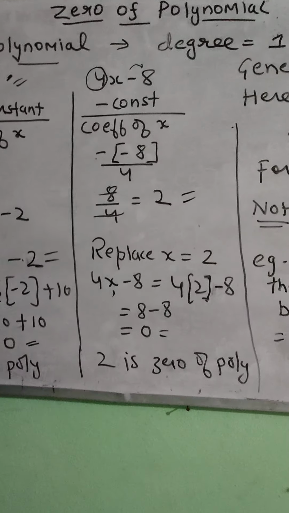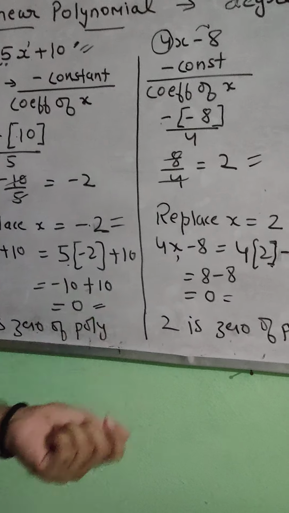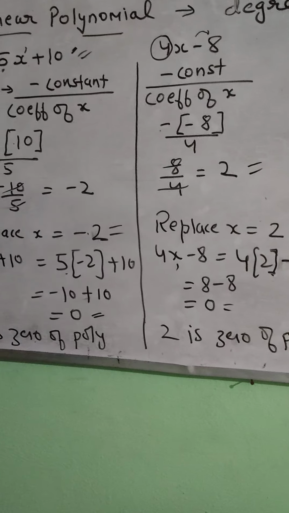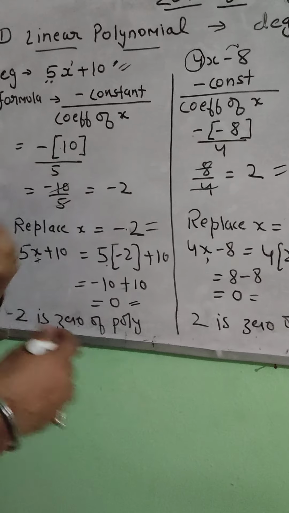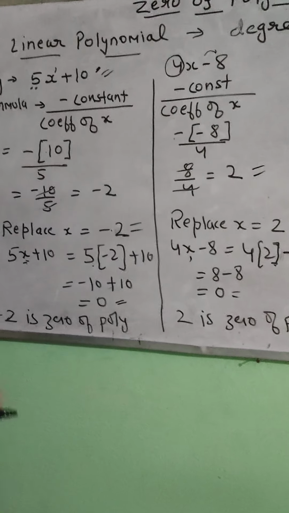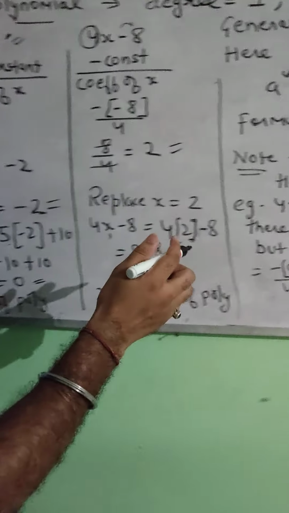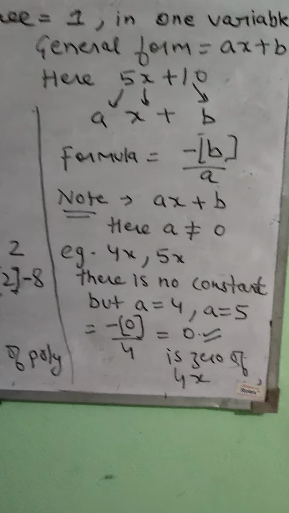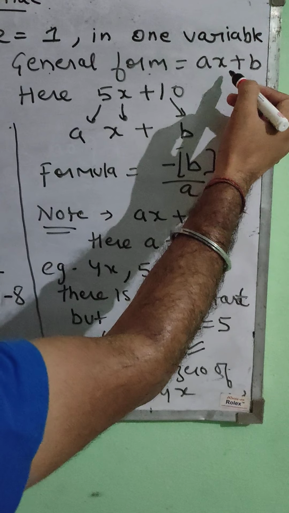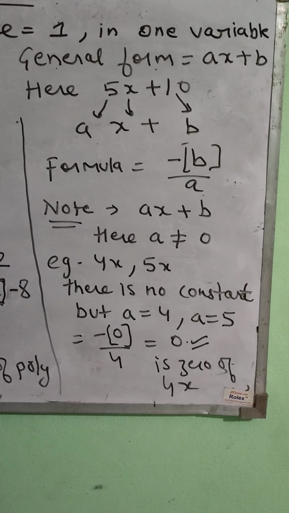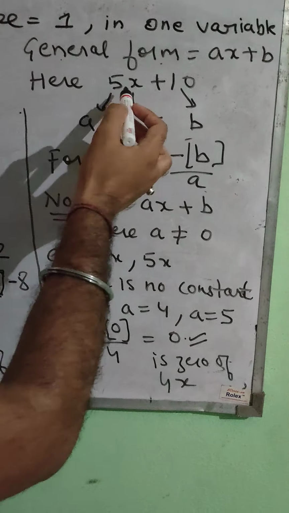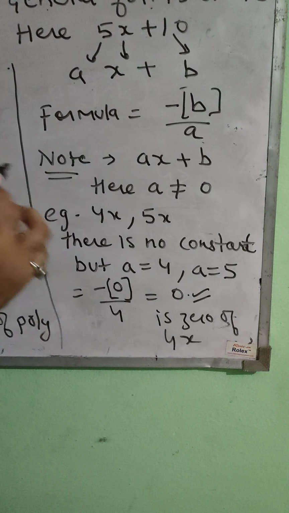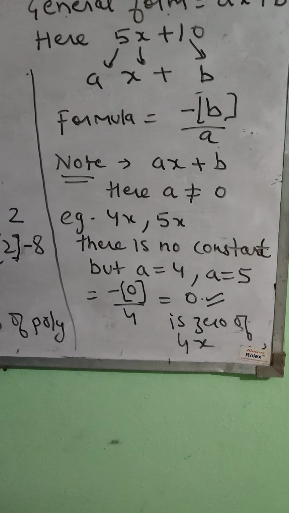So we can say that from this formula we can easily find the zero of the polynomial, or we can say by what number we should replace our x so that we get 0. Now come to the general form of this linear polynomial. Here the example is 5x plus 10. The general form of a linear polynomial is ax plus b. So what is a and what is b? See here in the example 5x plus 10, the numerical part before x, that is a, x will remain the same, and the constant part, that is b.